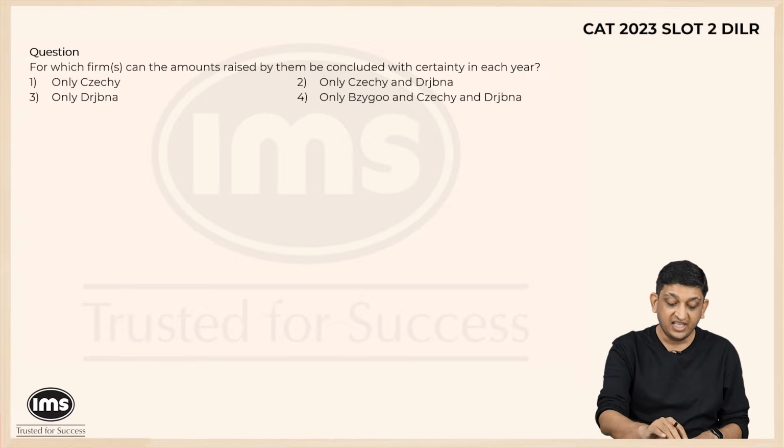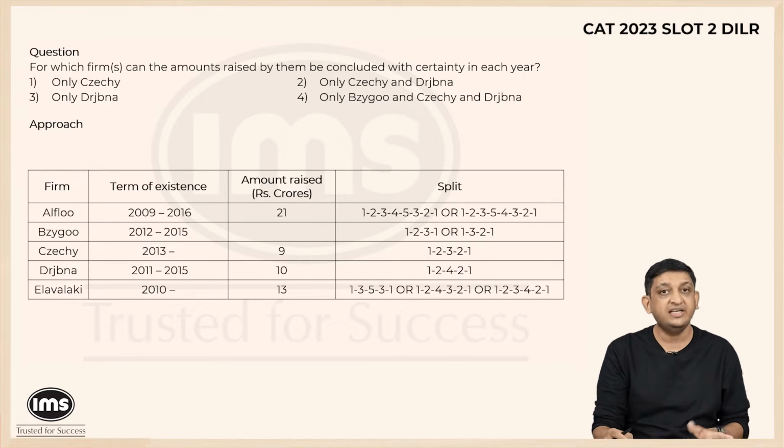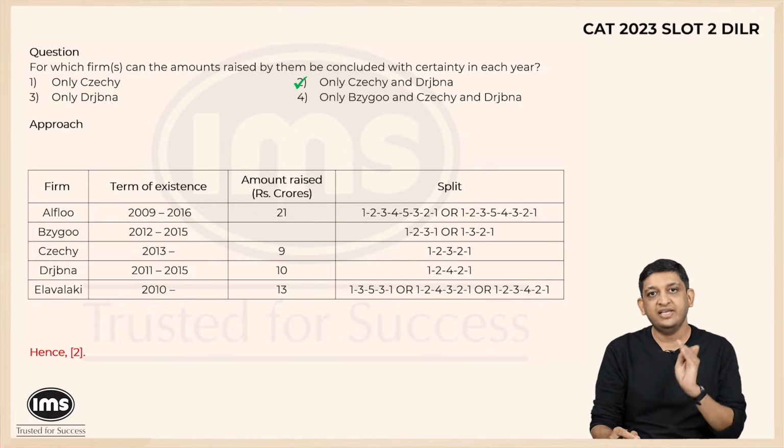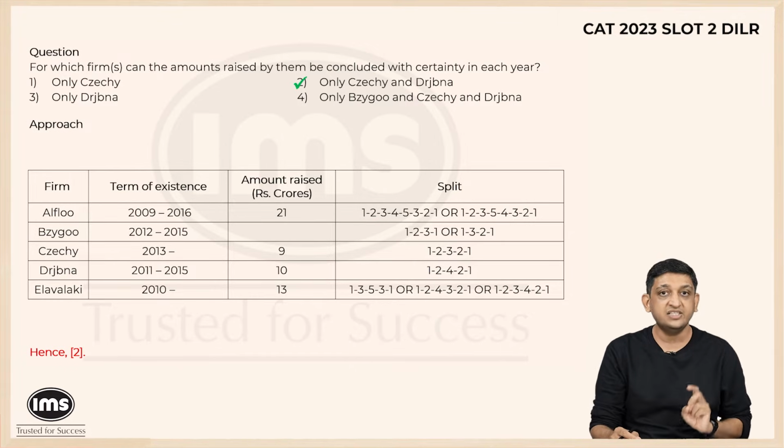So for which firm can the amounts raised by them be concluded with certainty in each year? We saw already that only for C and D were we able to figure out what the exact split will be in each year. So the correct answer here is option 2, only C and D.